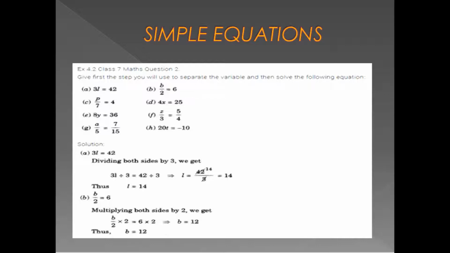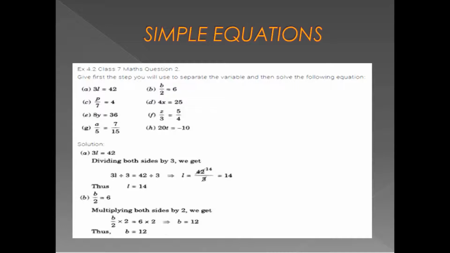For multiplication, we'll be doing division with that number, dividing both the sides by 3. So 3L divided by 3 is equal to 42 divided by 3. So we got the answer L is equal to 42 by 3, which means equal to 14. L is equal to 14.